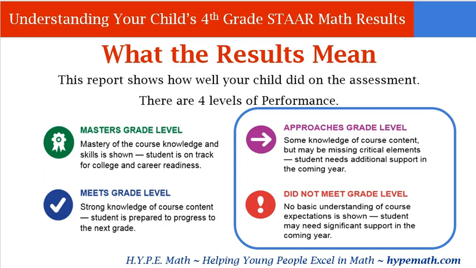The next 2 are the ones that parents need to pay attention to. They are approaches grade level. This means that your student has some knowledge of the course content but may be missing critical elements. They will need additional support during their 5th grade math year. And lastly, did not meet grade level. This means that your 4th grader did not have basic understanding of course expectations, and they will need significant support in the upcoming 5th grade year.